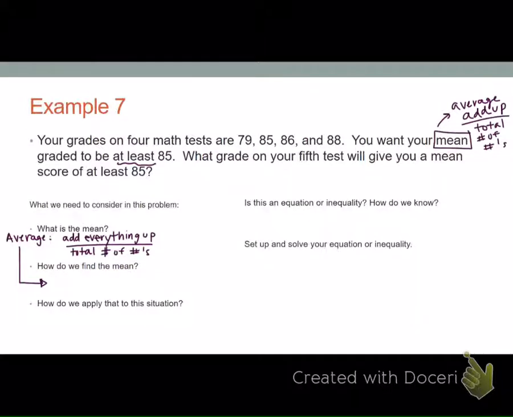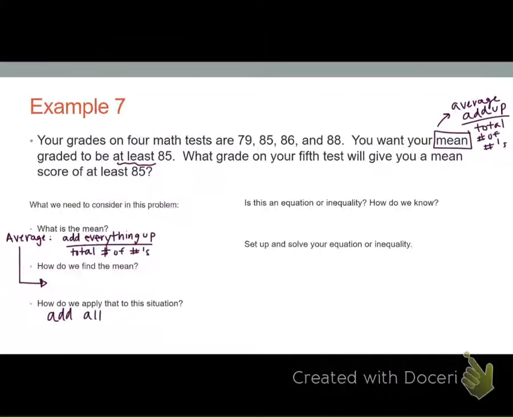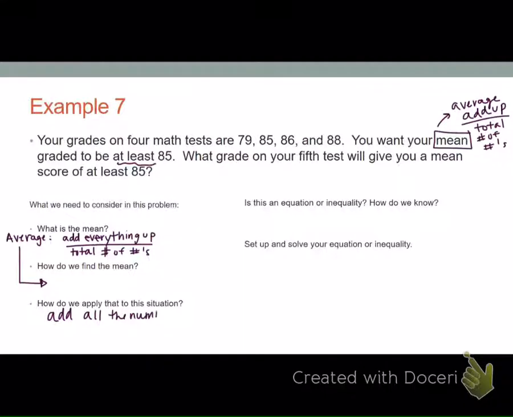How do we apply this to this situation? How are we going to apply the mean to this situation? What are we going to do? In words, tell me what we will do. How will we do this problem? Tanari? Add up all numbers, then once you add x, then divide it by 5. Add all the numbers plus x, because we don't know what our 5th test is, and divide by 5. Very good, Tanari.